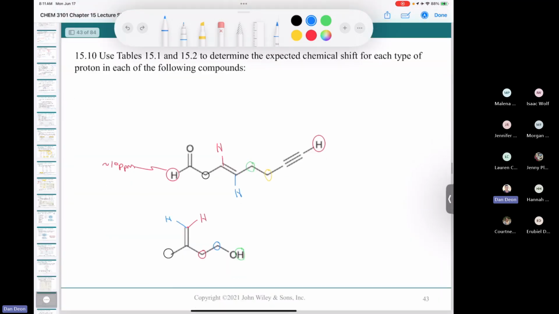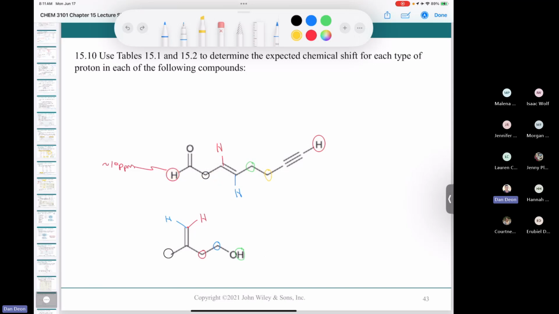So if I ask you a question like this, or if you're faced with a question like this on an exam in organic chemistry, you have to have an idea of how to use those chemical shifts. So it says here, use tables 15.1 and 15.2 together to help us determine the expected chemical shift for each type of proton in the following compounds. Now, something that we did last Thursday is that we identified all the different types of protons. Here you see them in the circles. So there's a total of what? 1, 2, 3, 4, 5, 6, 7 different types of protons in this compound.